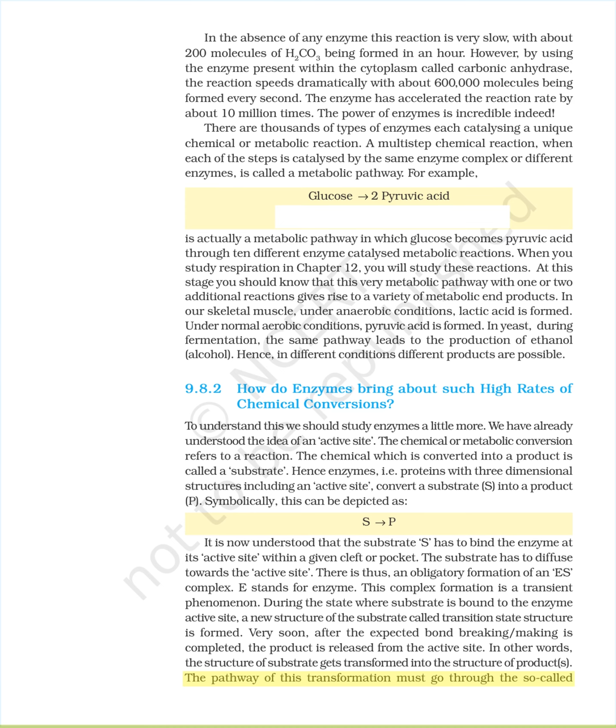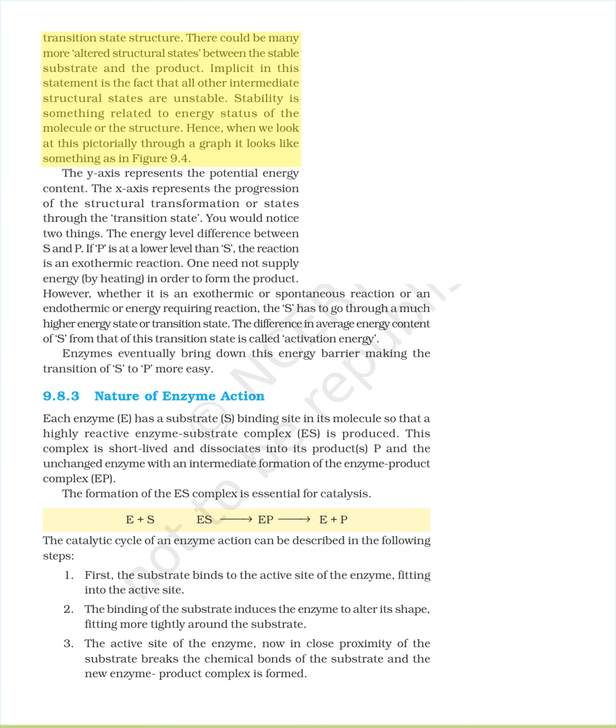The pathway of this transformation must go through the so-called transition state structure. There could be many more altered structural states between the stable substrate and the product. Implicit in this statement is the fact that all other intermediate structural states are unstable. Stability is something related to energy status of the molecule or the structure. Hence, when we look at this pictorially through a graph, it looks like something as in figure 9.4. The y-axis represents the potential energy content. The x-axis represents the progression of the structural transformation or states through the transition state.